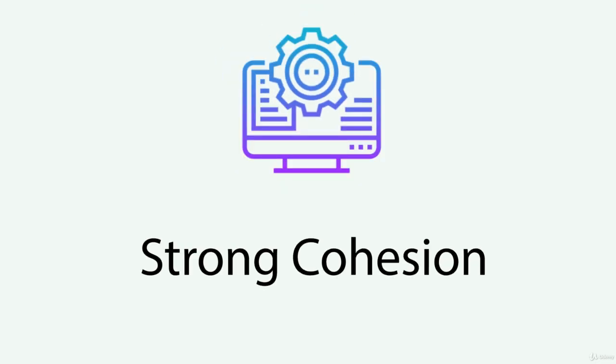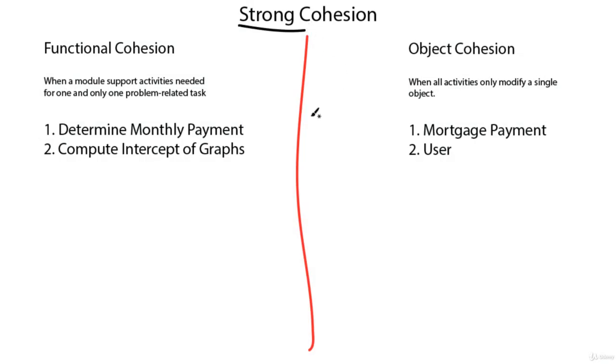So our final level of cohesion is going to be that of strong cohesion. With strong cohesion, we have two categories, and these are both the top categories. One of these is not better than the other. We're just trying to get both of these within a module. So what we're talking about is overall object cohesion and functional cohesion.